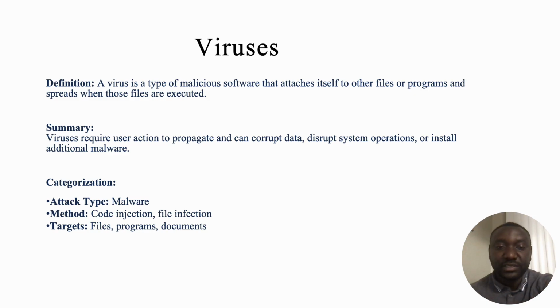And then we have the viruses. A virus is a type of malicious software that attaches itself to other files or programs and spreads when those files are executed. So viruses require user action to propagate and can corrupt data, disrupt system operation, or install additional malware. As categorization, viruses are malware. They use code injection and file infection, and they target files, programs, or documents.